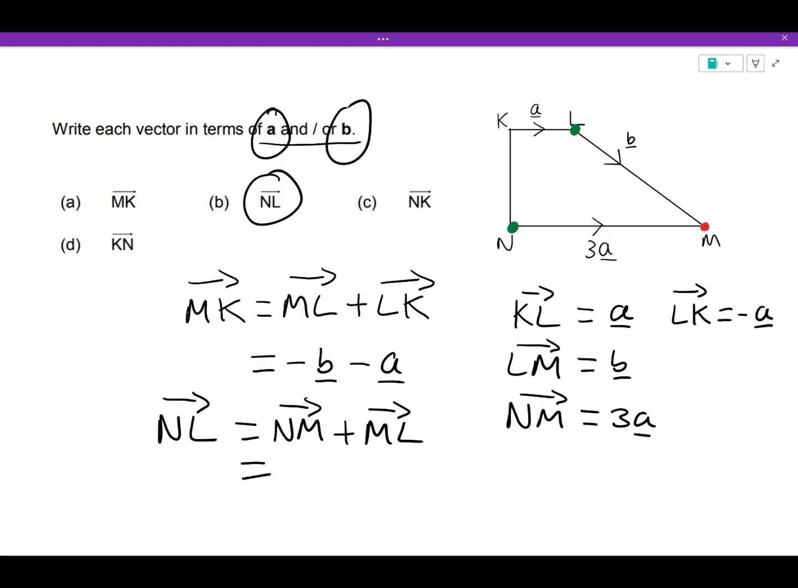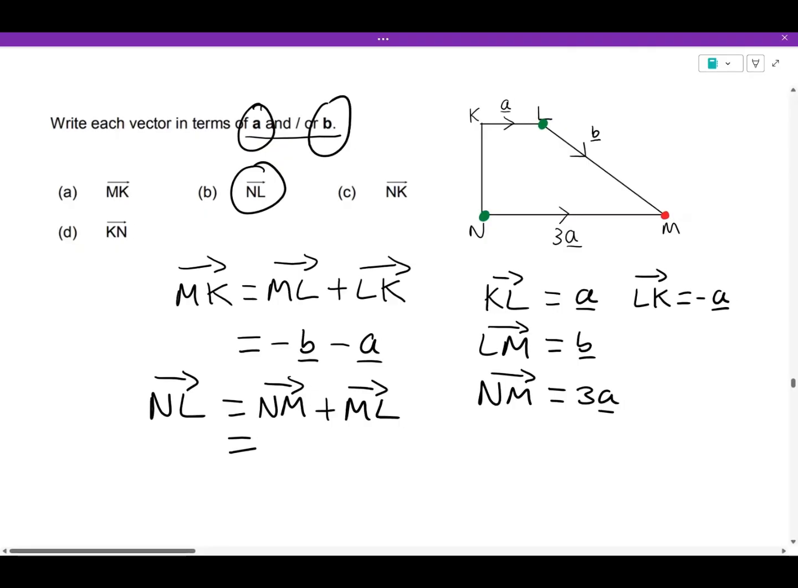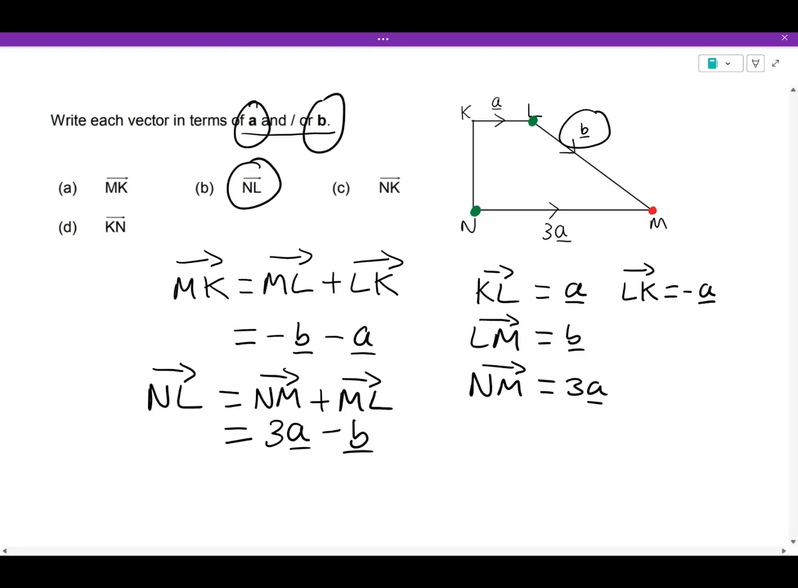Now let's replace both of these with their vectors in terms of A and B. So N to M is 3A. And then M to L is the reverse direction of L to M. So it's not going to be B, it's going to be negative B, like that. And that would be my final answer for N to L.